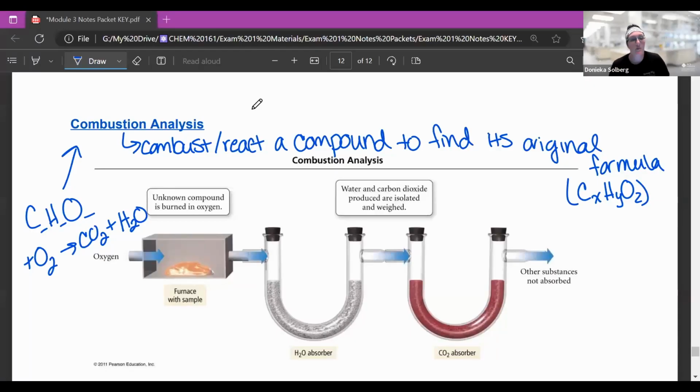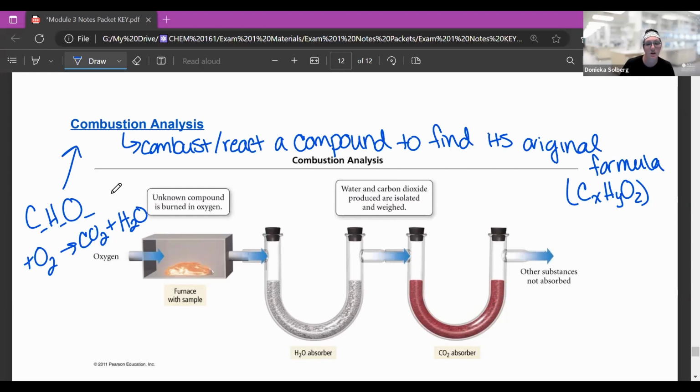All right, so I'm going to talk about combustion analysis here, and this is really kind of a culmination of stoichiometry and empirical molecular formulas. This is like a hard problem that incorporates a lot of things. This is great for problem solving, great for maybe an extra credit question or something on the exam. This is combustion analysis. So we have talked about combustion reactions.